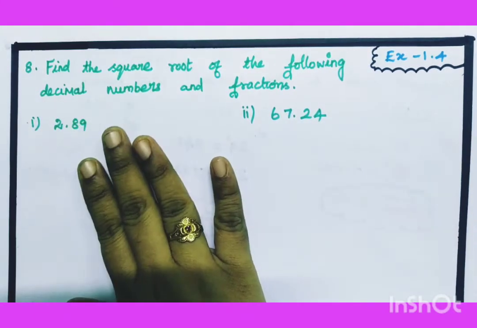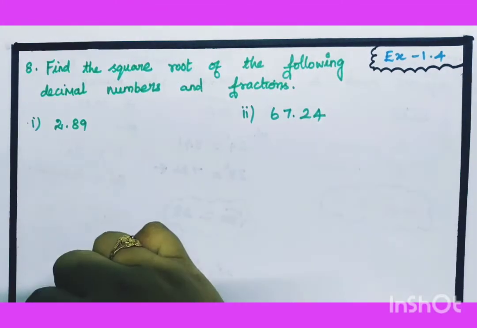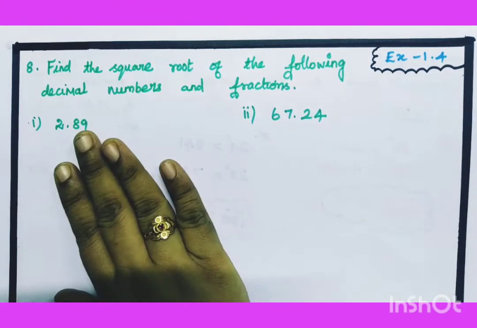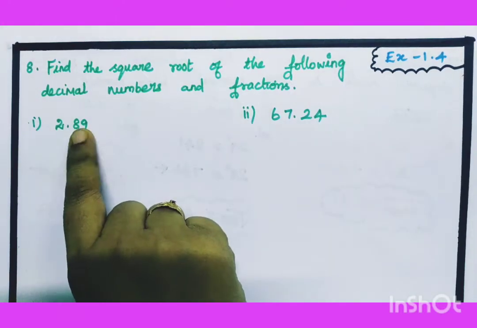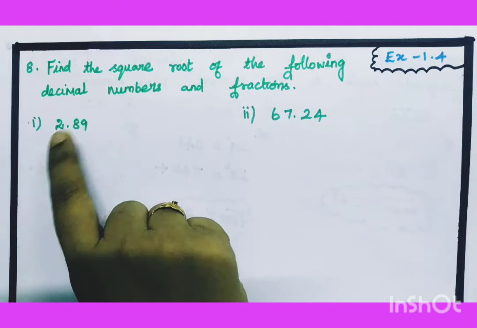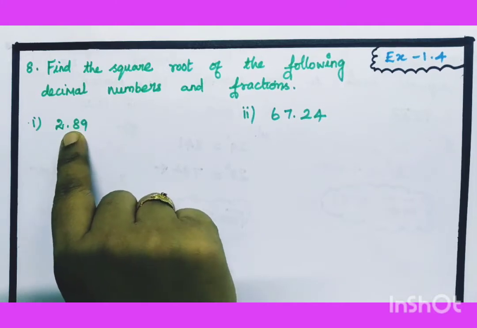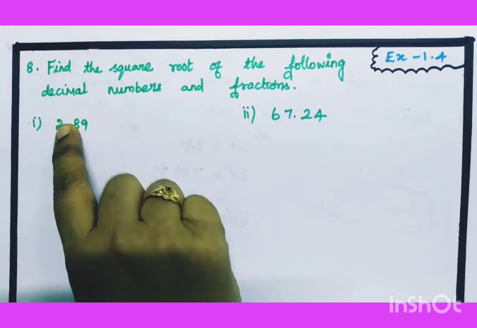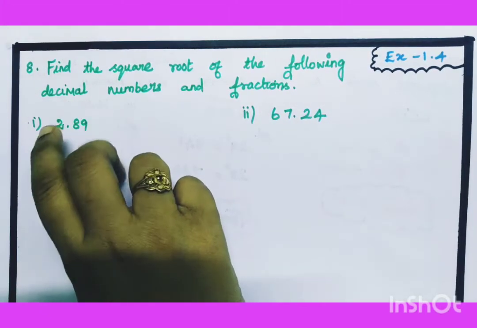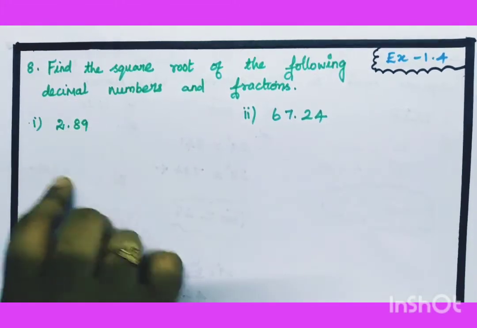Now the next one is how to find the square root for decimal numbers. I will tell you how to find it. Listen, my dear, 2.89. We know the part before the point is the integral part, and the part after is the decimal part. Normally for 289, I will make pairs from the back, from the ones place, separating 89. Like that I will do.